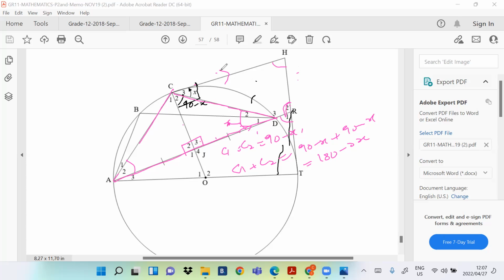Because we said these lines are parallel. Can you see? Are you guys still there? Yes. So R1 is H because the lines are parallel.